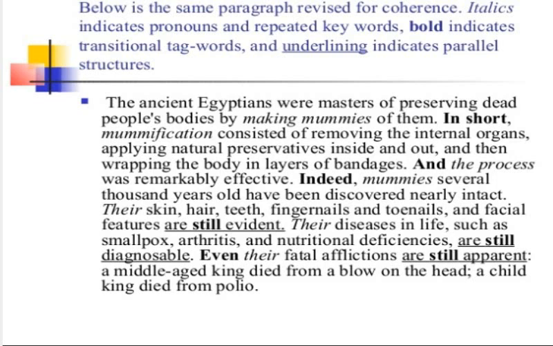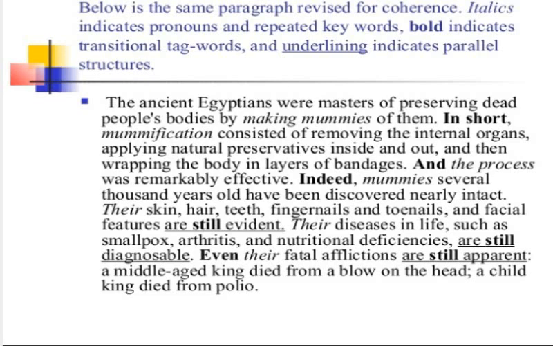Below is the same paragraph revised for coherence. Italics indicate pronouns and repeated key words. Bold indicates transitional tag words, and underlining indicates parallel structures. The ancient Egyptians were masters of preserving dead people's bodies by making mummies of them. In short, mummification consisted of removing the internal organs, applying natural preservatives inside and out, and then wrapping the body in layers of bandages. And the process was remarkably effective.